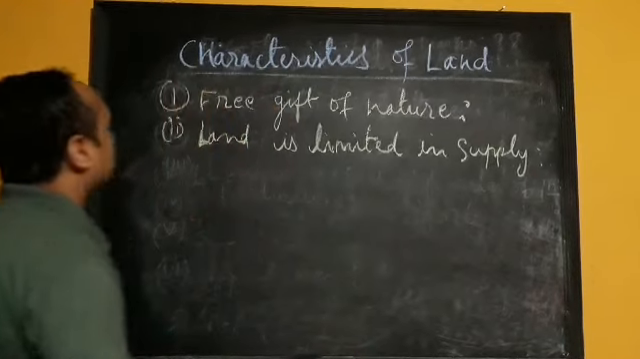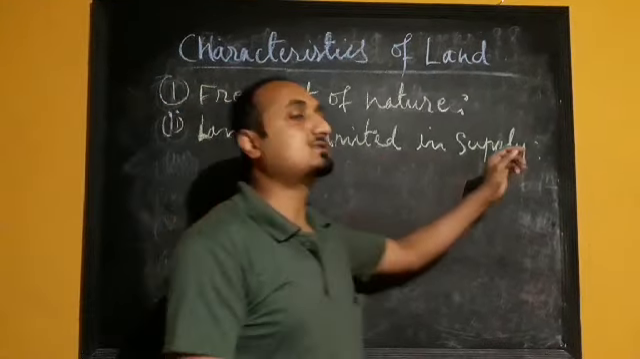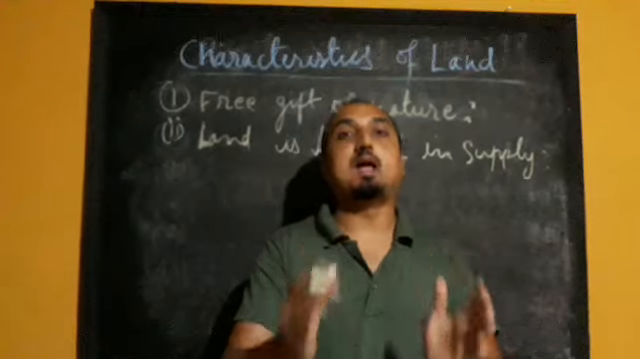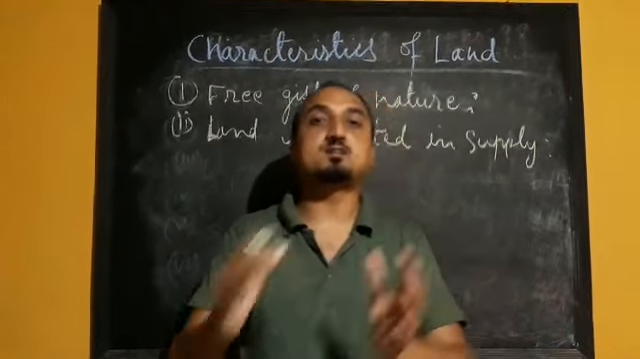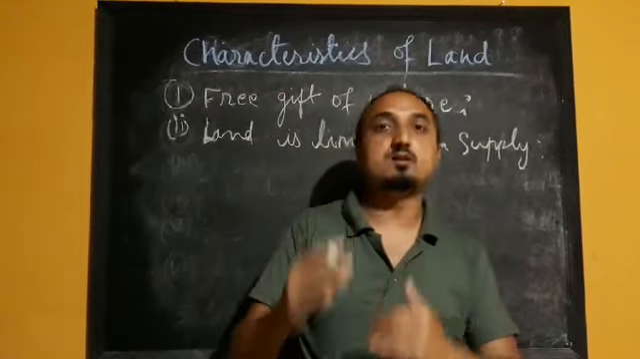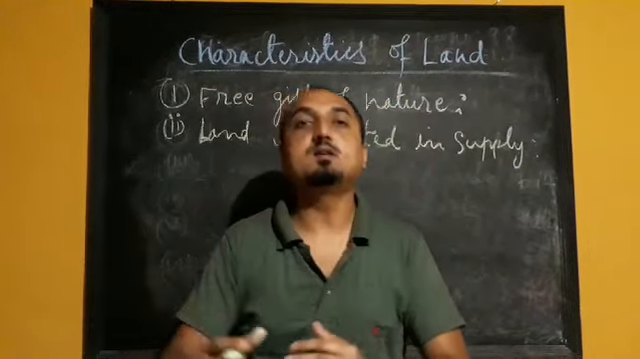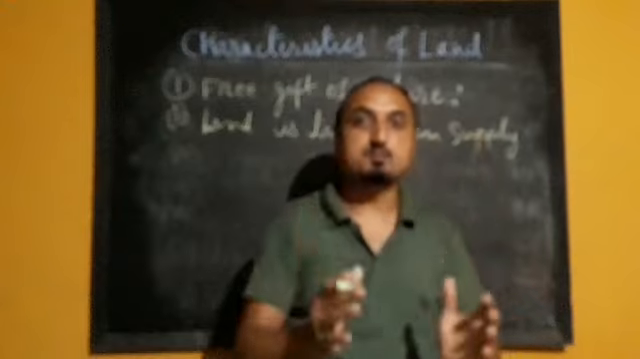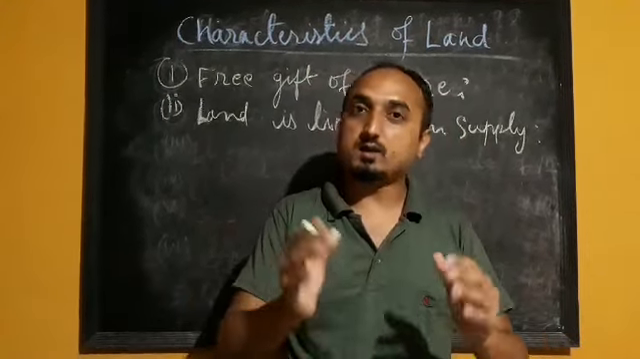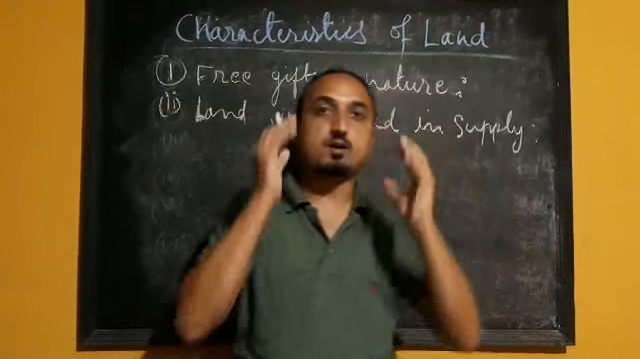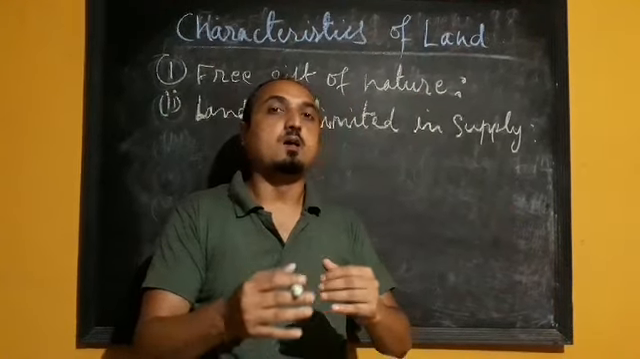Okay, so the second characteristic we have is that land is limited in supply, which means the supply of land is fixed. If we see the other factors of production, they can be increased over a period of time, but the supply of land will remain the same, because we cannot increase the size of land. Whatever land is provided by our nature will remain fixed.